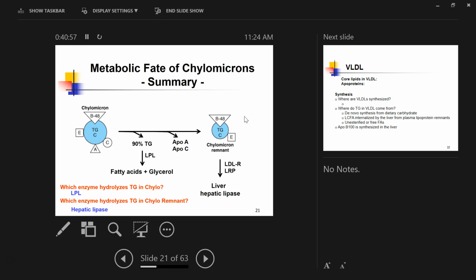So what about the core lipids, the percentage of triglyceride in the core in the chylomicron remnant, if you compare to the mature chylomicron? More or less? Or less, okay. So where does this triglyceride go? In the adipose tissue, right? For storage. Okay, very good.